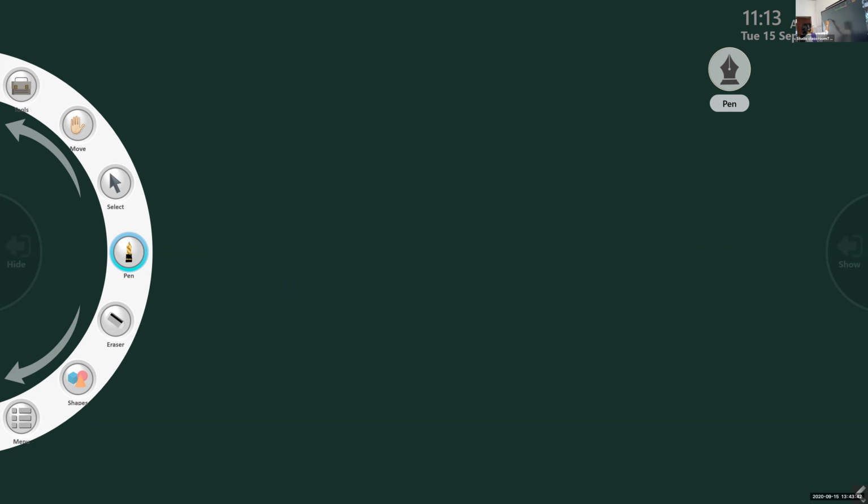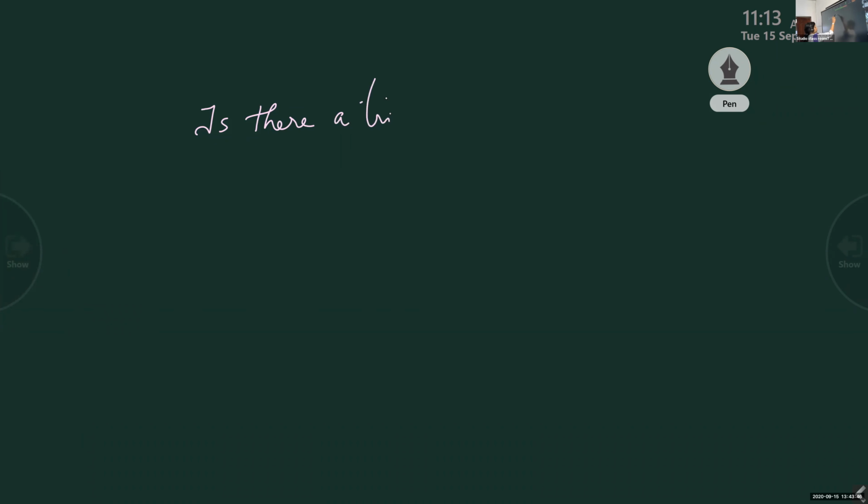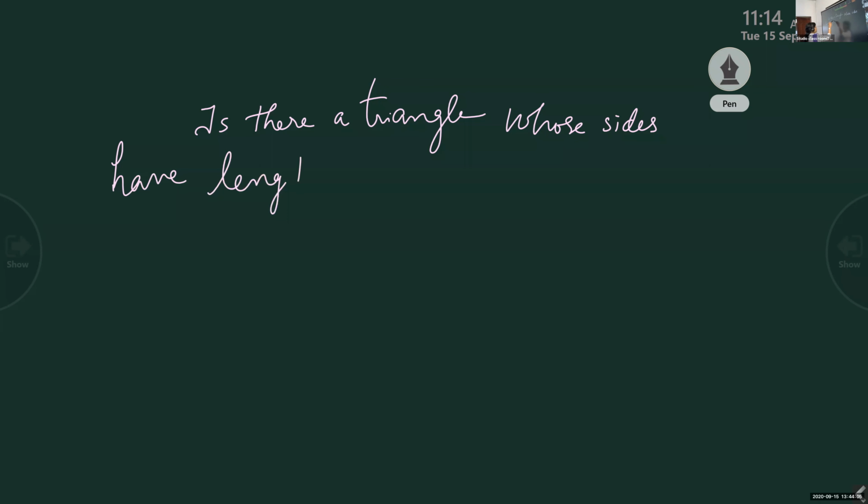Is there a triangle whose sides have lengths 10.2 cm, 5.8 cm, and 4.5 cm? Just check.